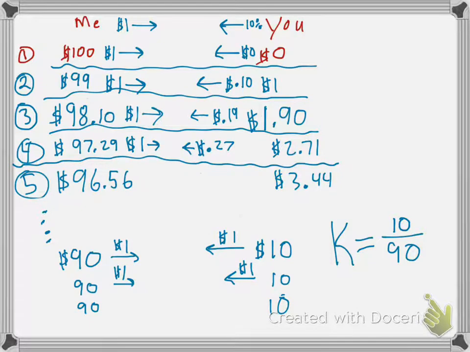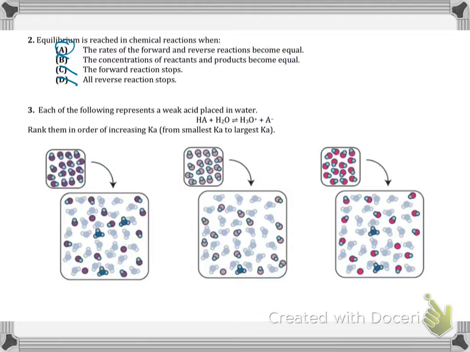For this particular unit and for pre-AP chemistry, you will only have to worry about identifying if a K value is greater than 1, less than 1, or equal to 1. And again, if it's greater than 1, it's going to be more products. If it's less than 1, it's going to be more reactants. So let's go ahead and take a look here. For number 3, each of the following represents a weak acid placed in water. We will talk about later what a weak acid is. Rank them in order of increasing K value. So what I'm going to do is I'm going to show you how to go about answering this first question here.